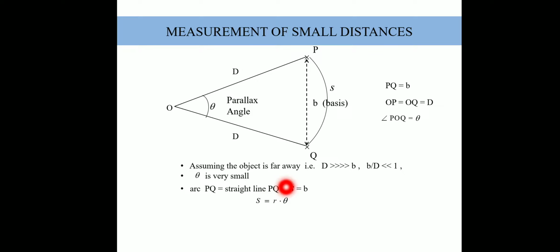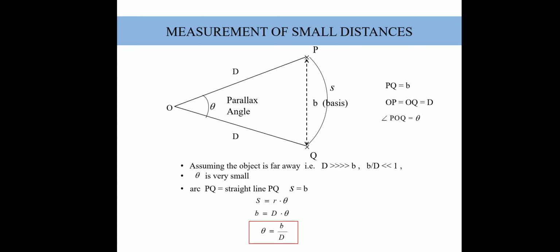Fine. Now because in our case s becomes b, we can put b in place of s. R is nothing but capital D, and theta is the parallaxic angle, angle POQ, which we can call theta. So after substitution we end up getting this, and because we are interested in the parallaxic angle, we get it like this: parallaxic angle theta is equal to the basis divided by the distance, or length of the observation lines.